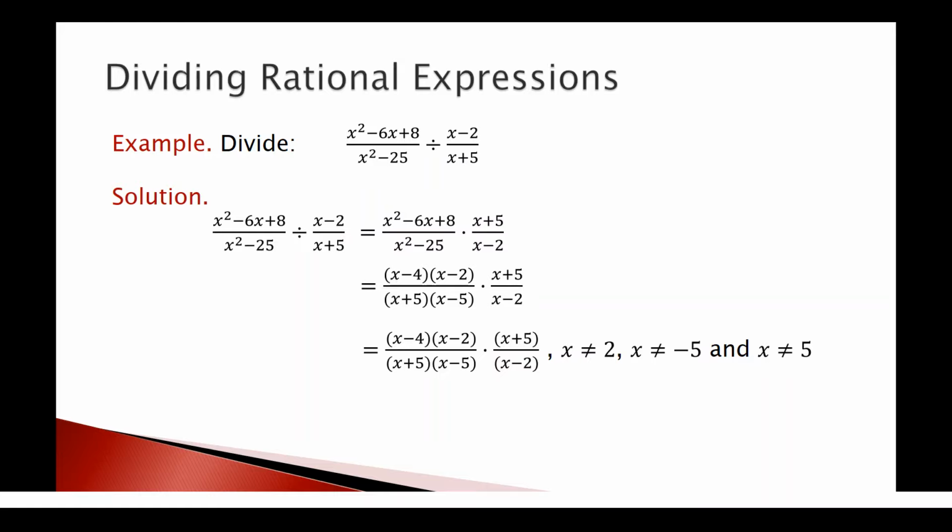So we should exclude these numbers from the domain. And now we see that x minus 2 is a common factor, so we cancel this out, and x plus 5 is also a common factor, so we cancel this out, and we are left with x minus 4 over x minus 5, which is the division of these two polynomials. And we also write the domain restriction: x is not equal to 2, x not equal to negative 5, and x not equal to 5.